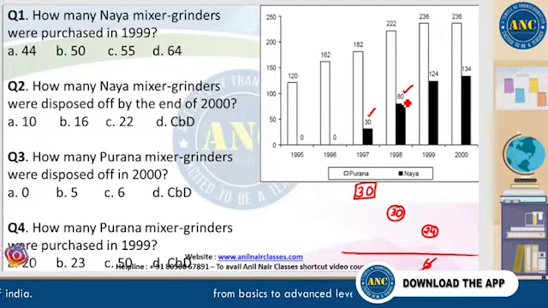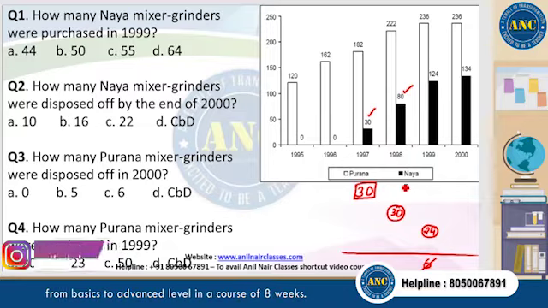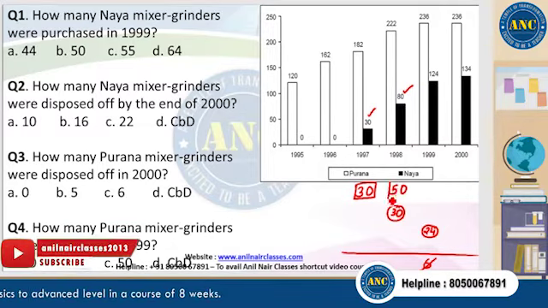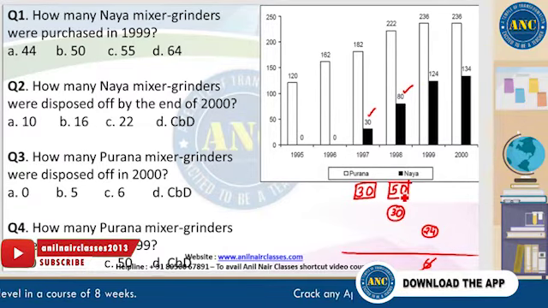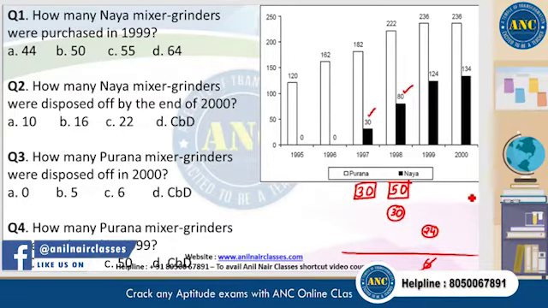In the year 98, there were 80 mixer grinders in the market. Out of the 80, 30 were old. That means there were fresh ones that were purchased. It's like 50 of them, right? But out of the 50, we are talking of 20%. So 20% of 50 would be 10.